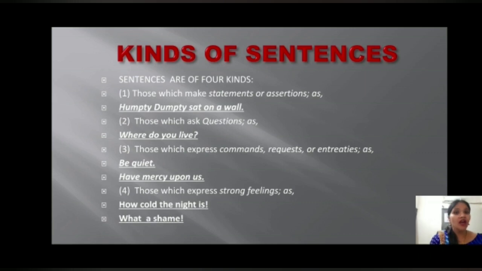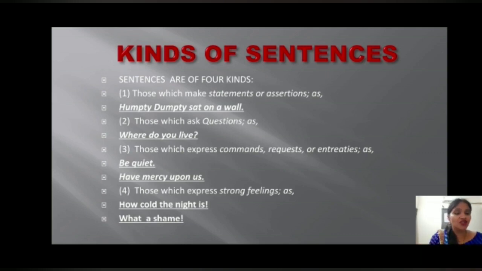The fourth one, those which express strong feeling. The fourth sentence is that which expresses strong feeling. For example, if you are running somewhere, all of a sudden you fall on the ground, and it starts hurting, you'll say, ah. That's a sudden feeling.